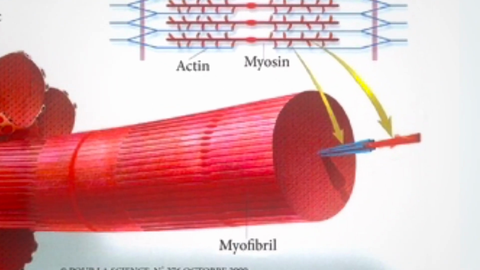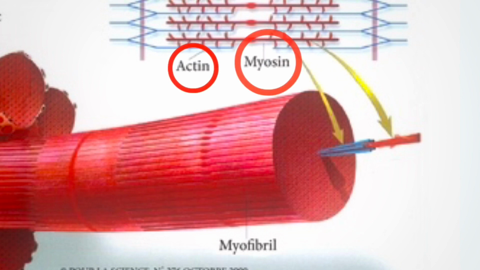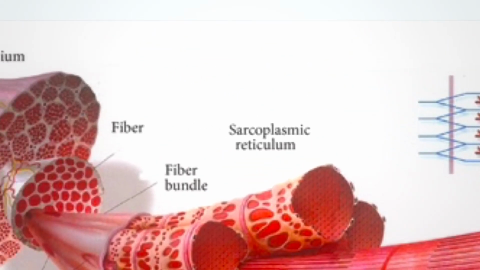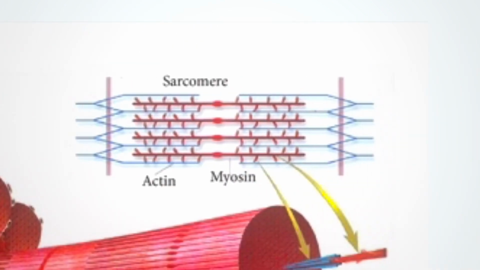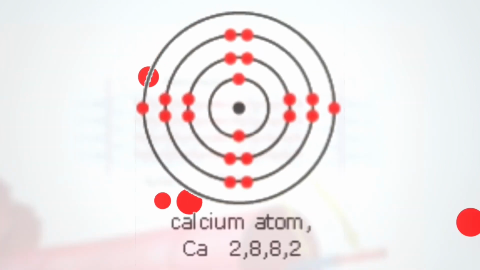Myofibrils are singular cylindrical organelles that contain proteins such as actin and myosin. Surrounding the myofibrils is sarcoplasmic reticulum, where the calcium is stored. Each myofibril is built up of repeating subunits called sarcomeres, which we spoke about earlier. Earlier we spoke about calcium and its importance. We'll take a deeper look into that now.